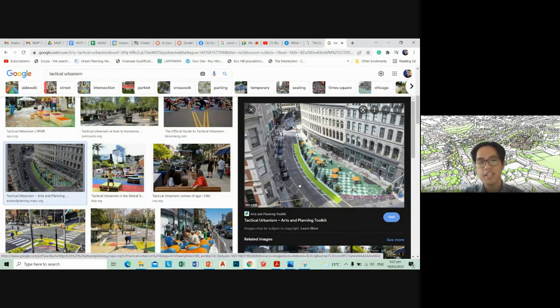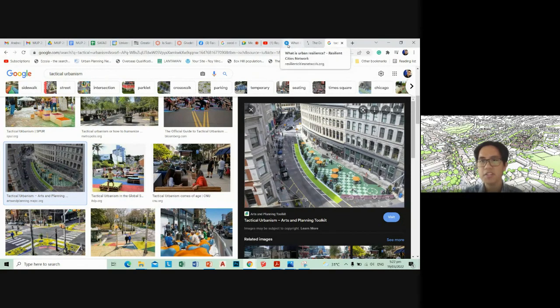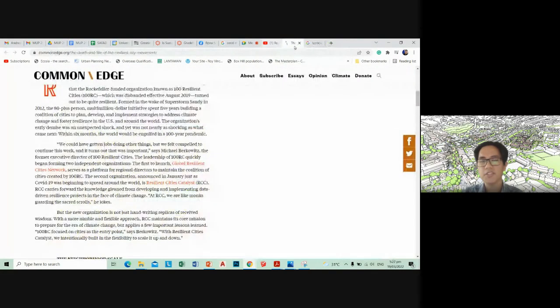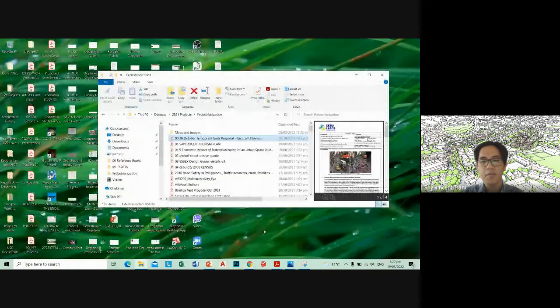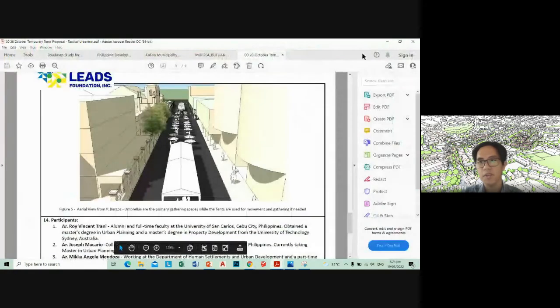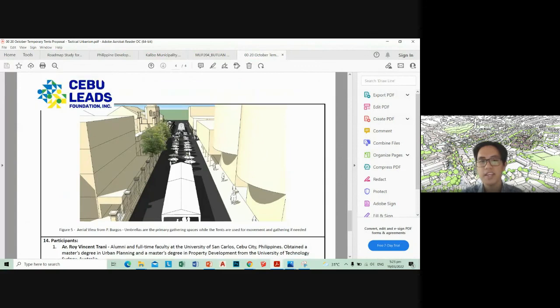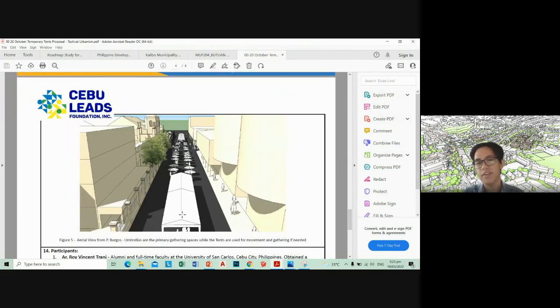In terms of resilience, this area is not particularly prone to natural disasters. But definitely, if these tents were set up here, they would have been destroyed by Odette. The tents are very lightweight and hard to put away during a natural disaster like a strong typhoon, so maybe this proposal is also not very resilient. So something more creative needs to be done.